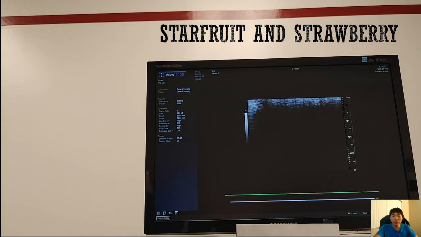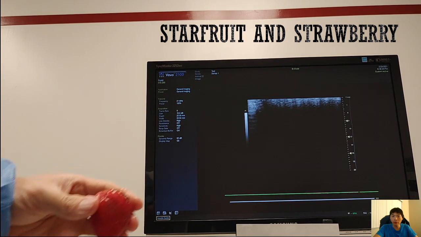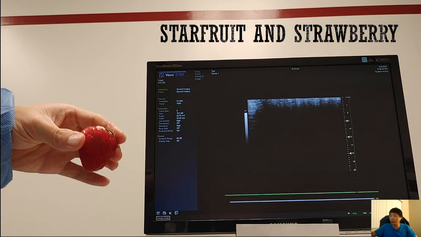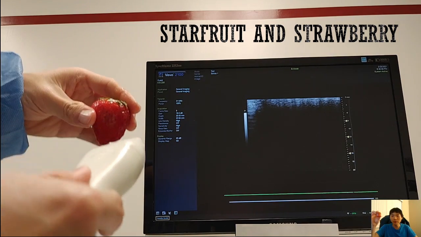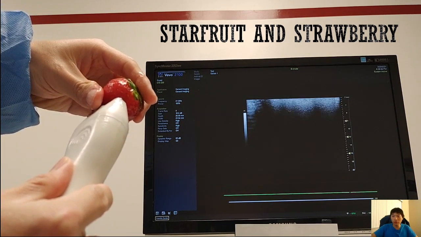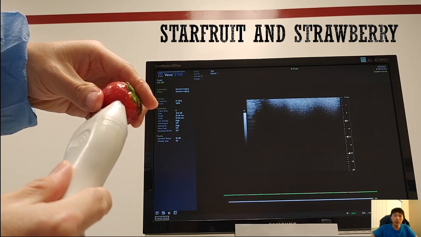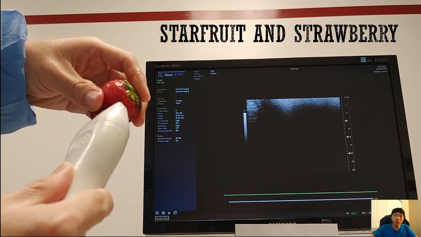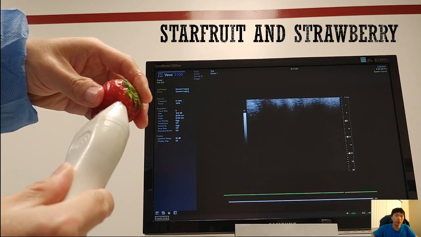Okay, now next let's move on to the strawberry. So I have a strawberry here. Again, we put the ultrasound transducer on the strawberry, and what you can see are a little bit of bumps near the surface.